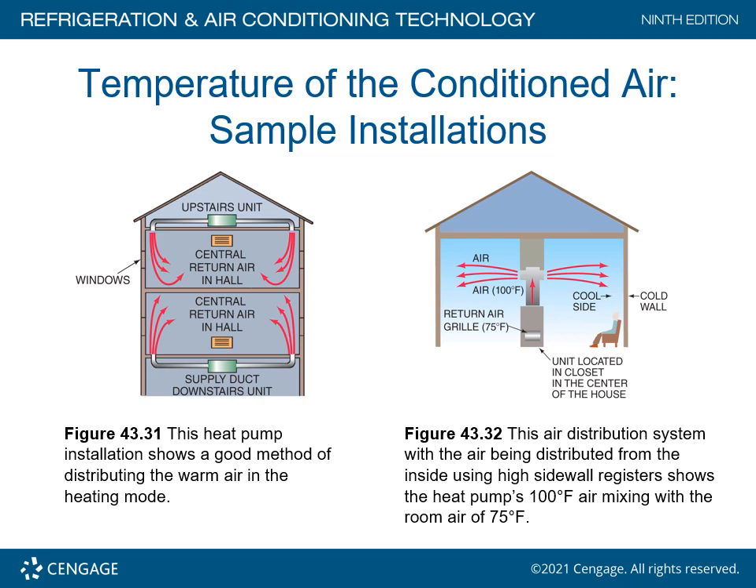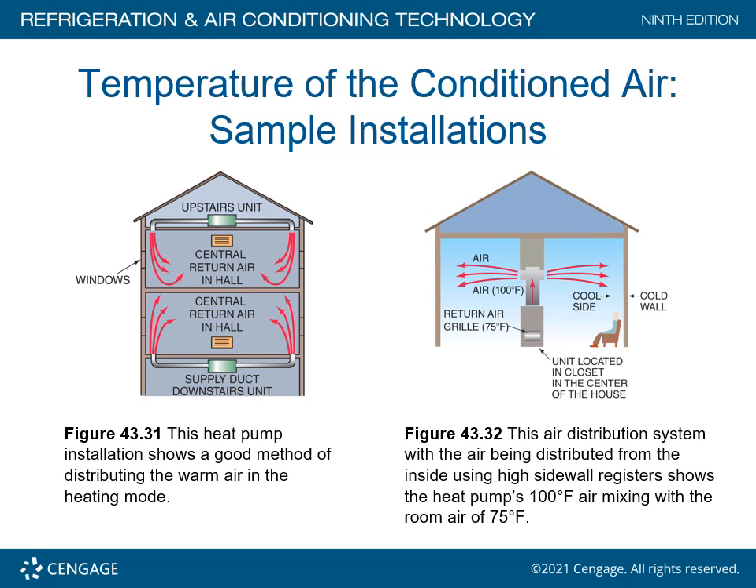Temperature of the conditioned air, sample installation. So looking at figure 43.31, the heat pump installation shows a good method of distributing the warm air in the heating mode. Notice that we're using supply air on the perimeter system, basically the outside walls. The return is in the center, very good design. Upstairs, now the windows are here, here, here, and there. Notice again that the supply penetrations are towards the outside wall.